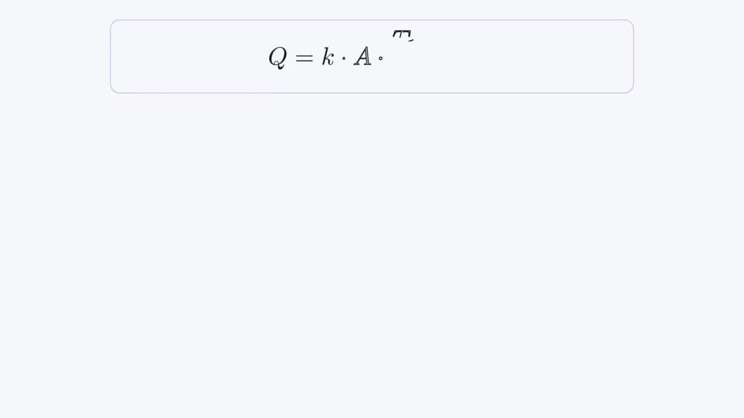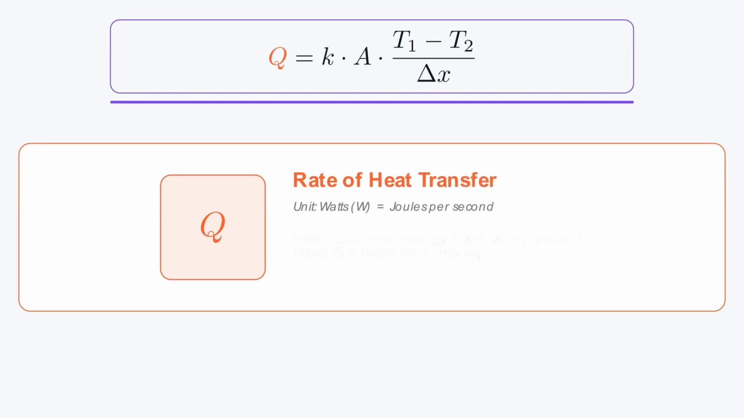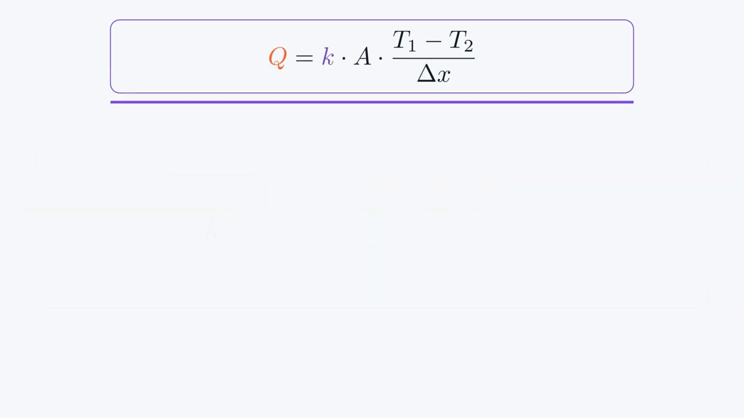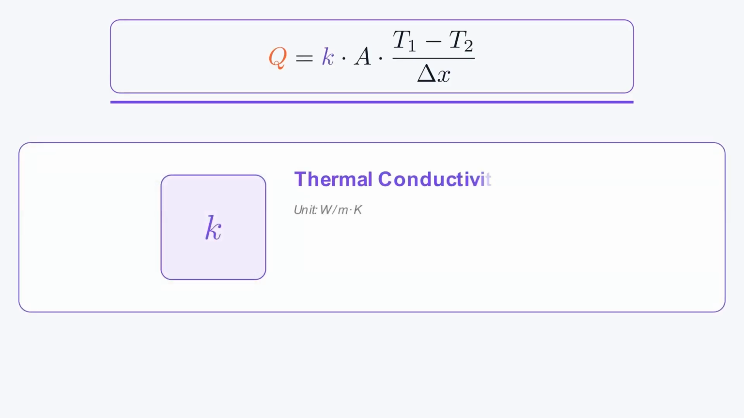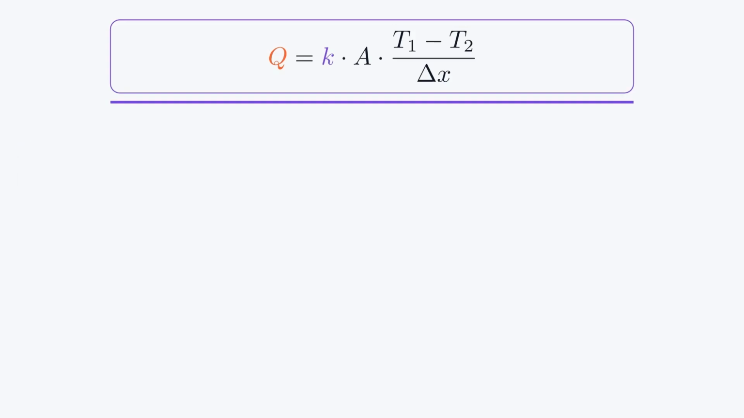Q equals K times A times (T1 minus T2) over delta X. Let's break each piece down intuitively. Q, this is the rate of heat transfer, measured in watts or joules per second. It tells us how much heat energy is flowing every second. More Q means more heat moving. K, this is the thermal conductivity of the material, measured in W per meter Kelvin. Think of K as the material's willingness to pass heat. Copper has a very high K, heat races through it. Foam insulation has a very low K, heat barely trickles through.